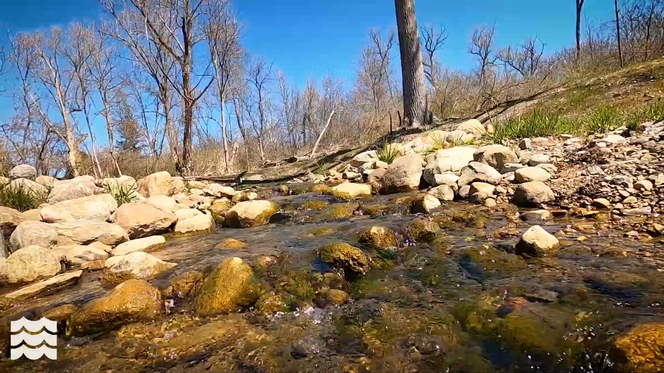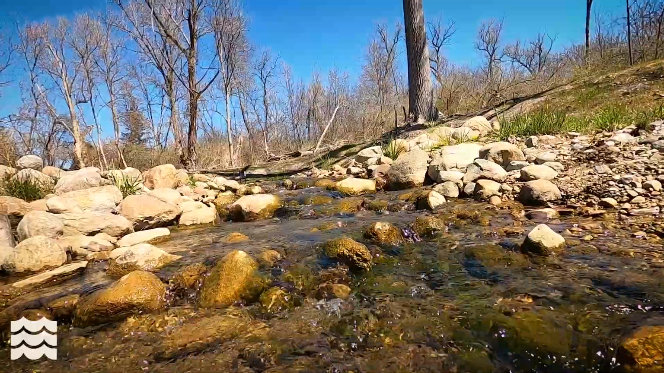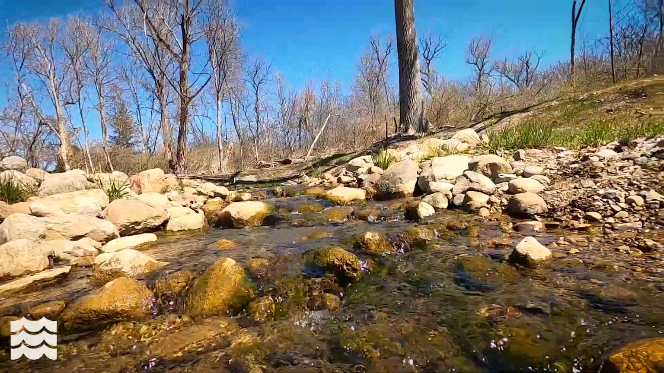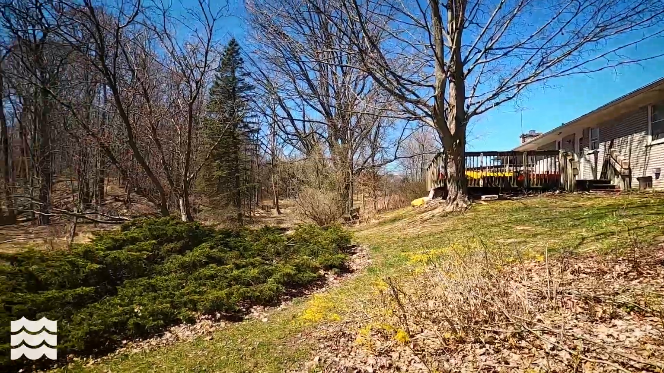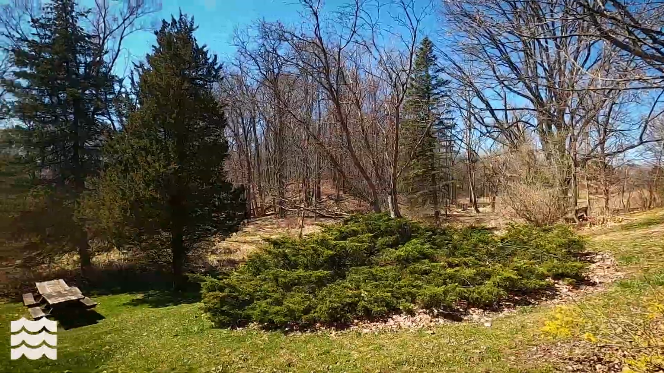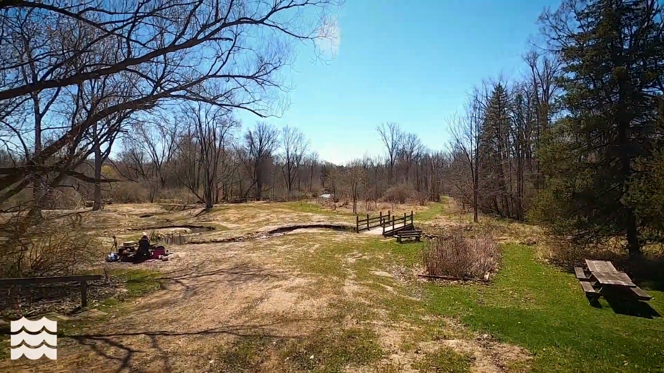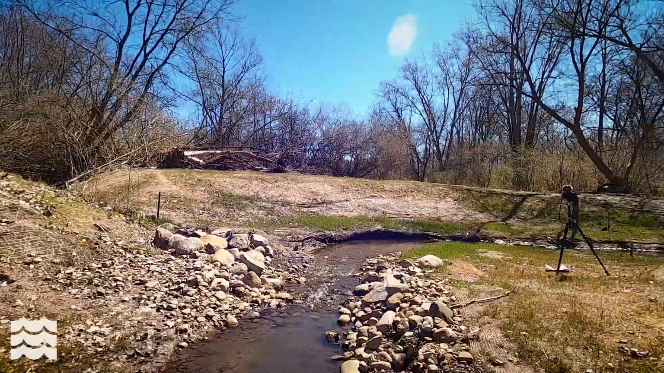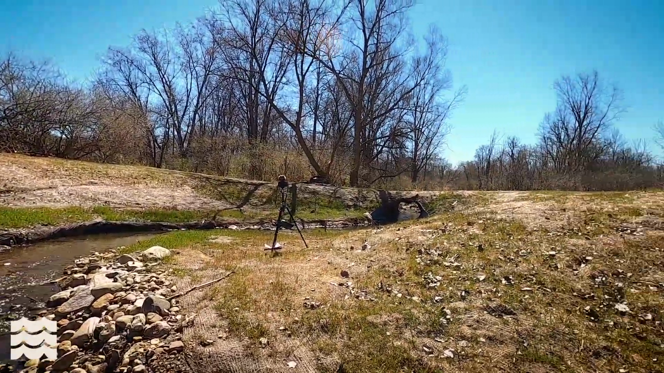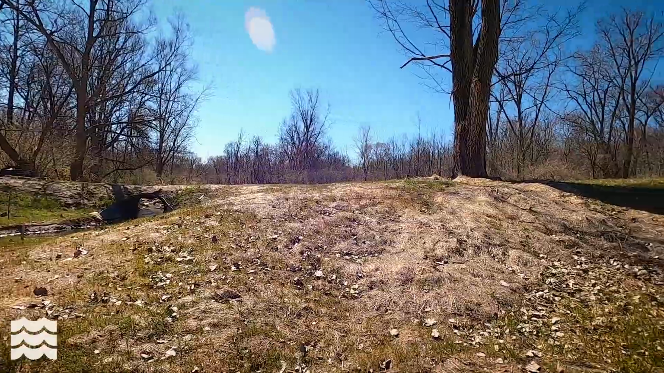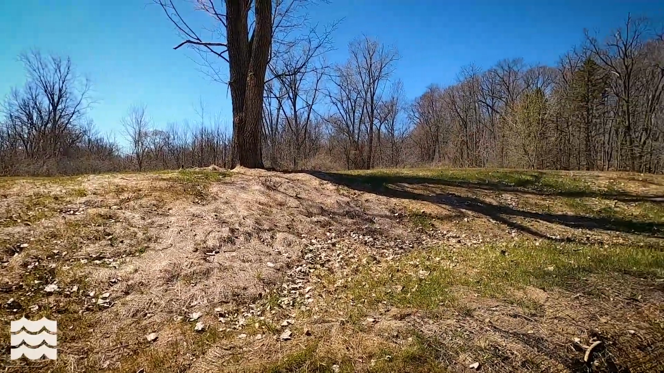Let's talk about some of the physical observations we make when assessing the health of our waterways. First, notice the surrounding land use. Is this residential, forested, or grassland? How much vegetation is growing along the stream bank? What types do you see? Grasses, bushes, or trees?